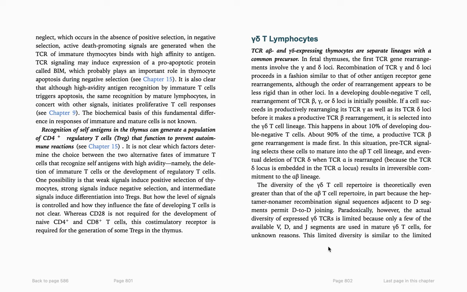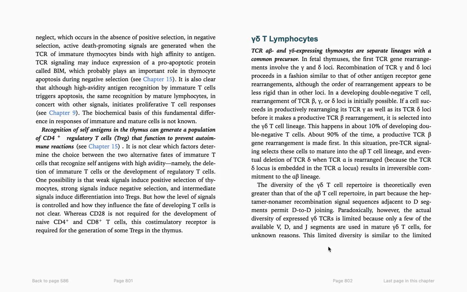It is also clear that although high avidity antigen recognition by immature T cells triggers apoptosis, the same recognition by mature lymphocytes, in concert with other signals, initiates a proliferative T cell response. The biochemical basis of this fundamental difference in response between immature and mature cells is not known.